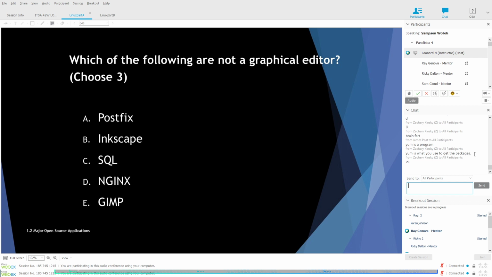Which of the following are not graphical editors? Nope. apt-get is for Debian. Yum is for Red Hat. Vincent. So one is for Debian systems. One is for Red Hat systems. But you can't use apt-get in a Red Hat system, and you can't use yum in a Debian system. Okay, I just wanted to clarify that based on the way it was asked. It's hard to get context through text or through messages.